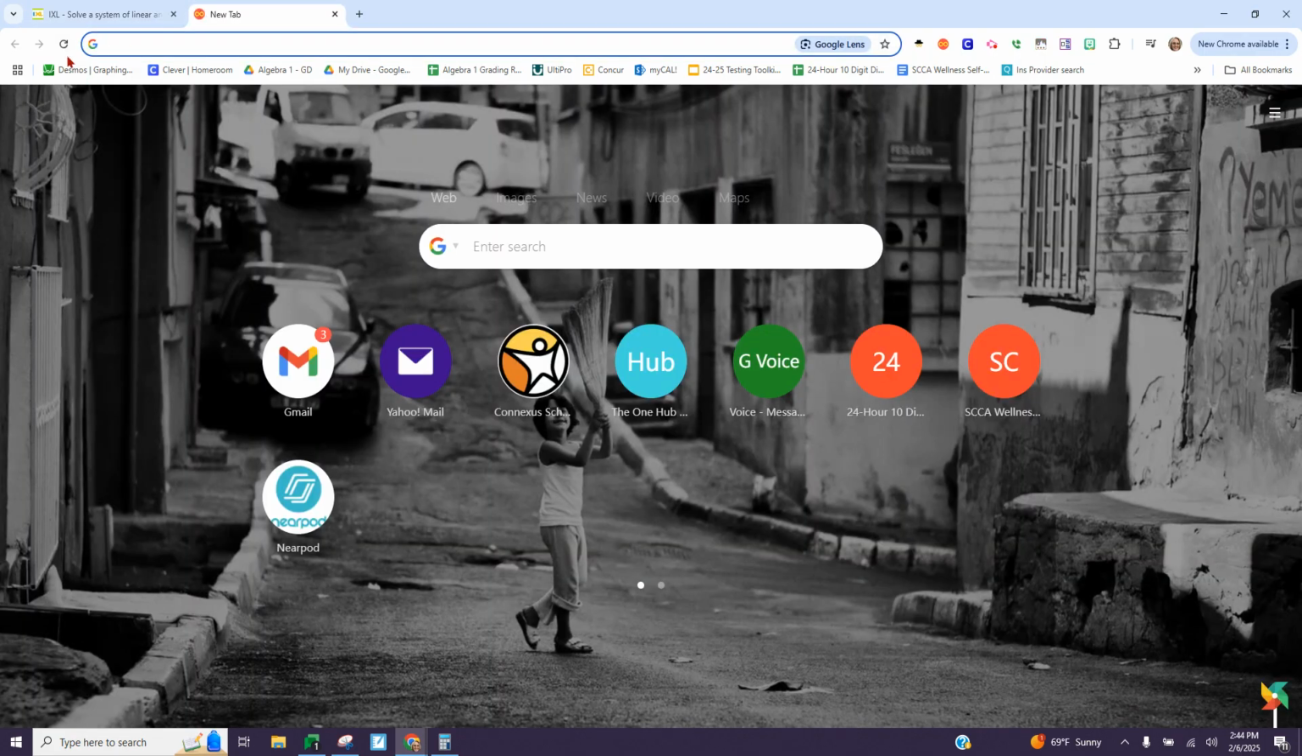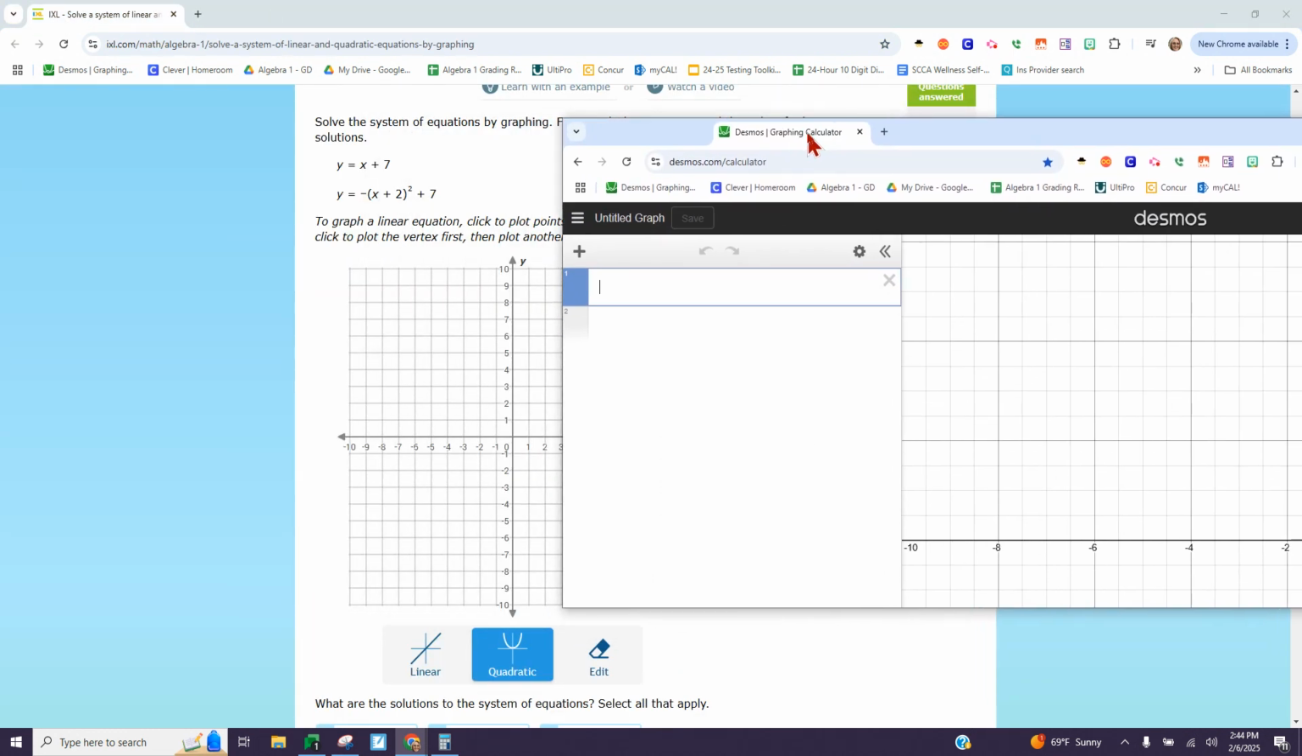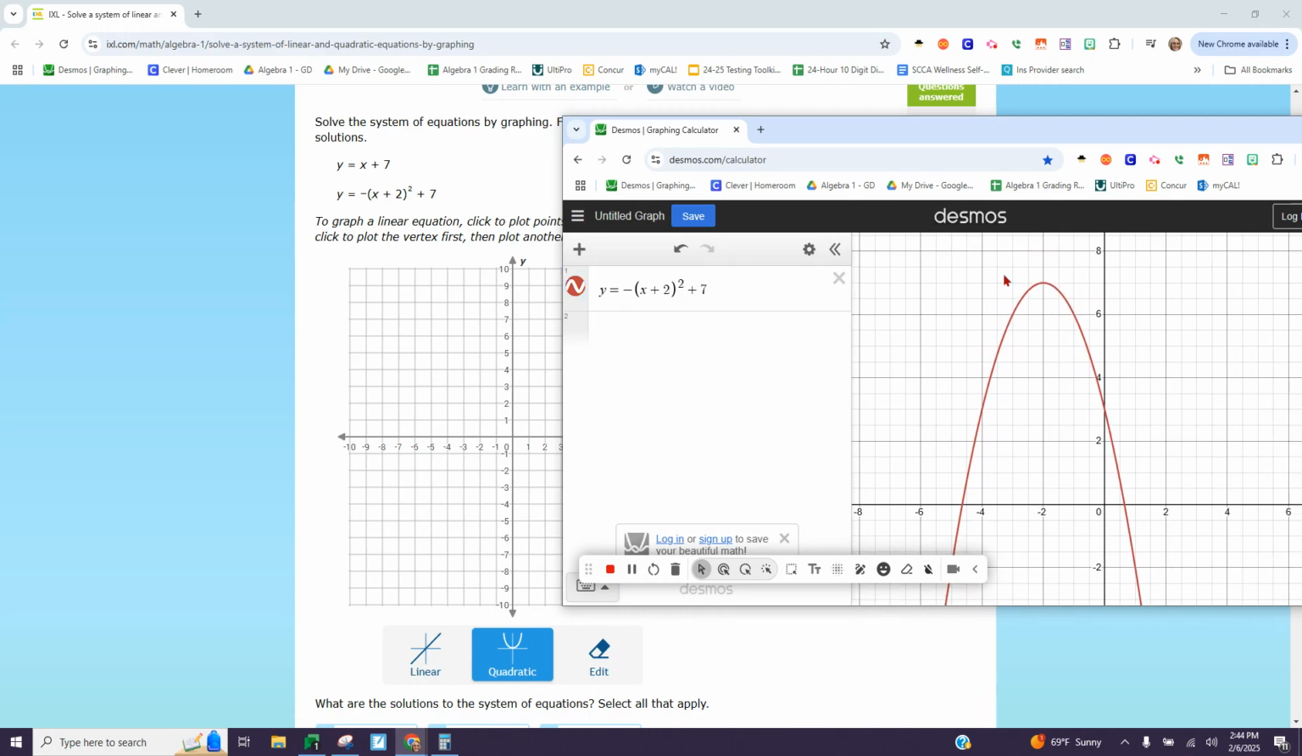So let's go over to Desmos and open that up. I'm going to pull it aside here. And I'm just going to type in the equation that is given for the quadratic. X plus 2 squared plus 7. Okay. So it plots my graph on here.